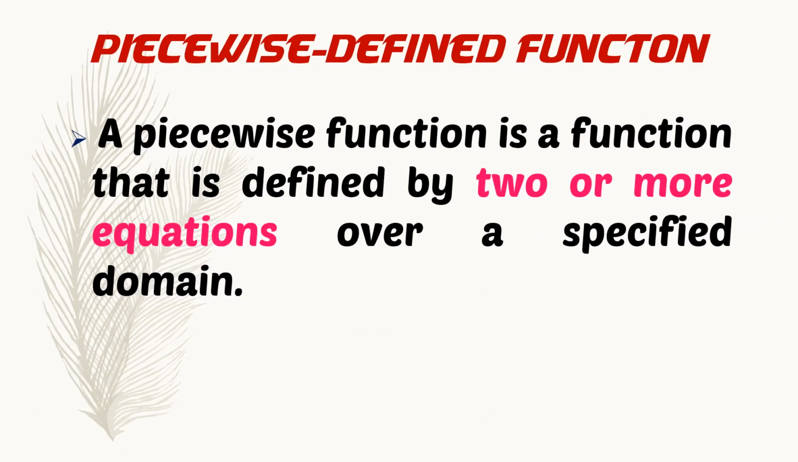So you have there two or more equations, just like problem or situation number 3. There are two equations there, and then over a specified domain, so you have also there two domains. One is for k less than or equal to 5, and the other one is k greater than 5. So you have two inputs for two specific equations.